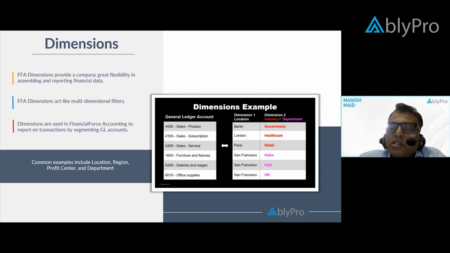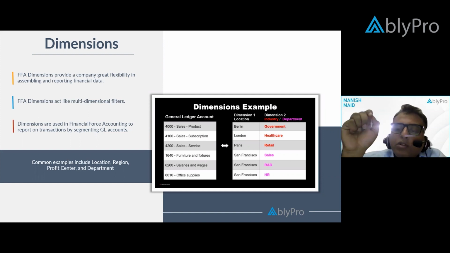And these dimensions are not directly associated with financial transactions. They can route through the invoicing, your credit note, your debit note, your payable credit note, payable invoices. So whenever you are creating those invoices, you can select which dimension it belongs to.